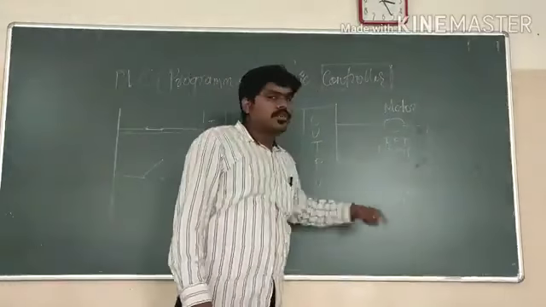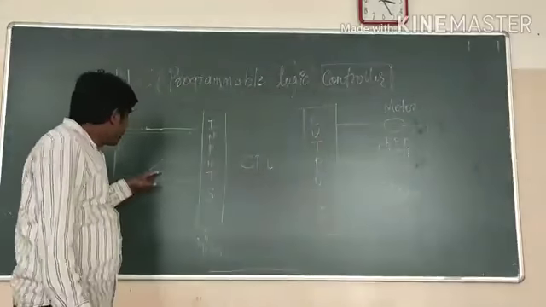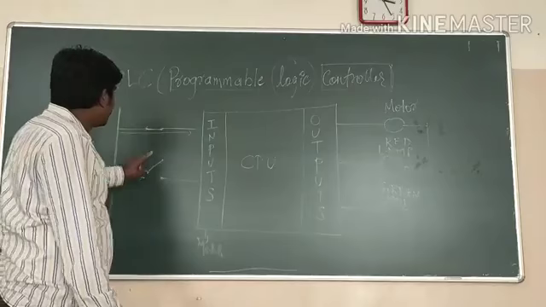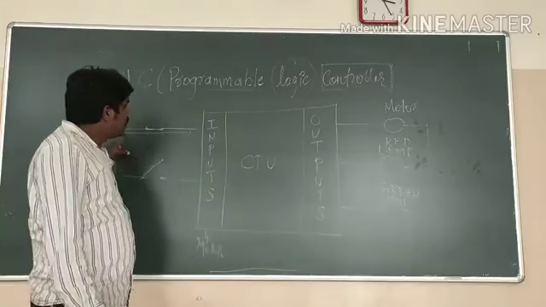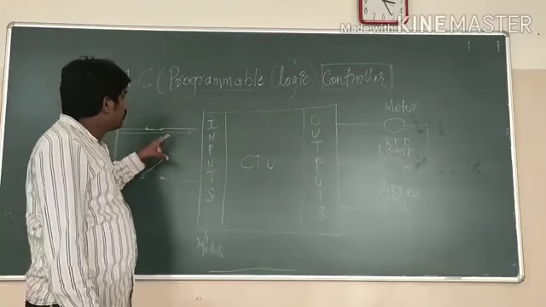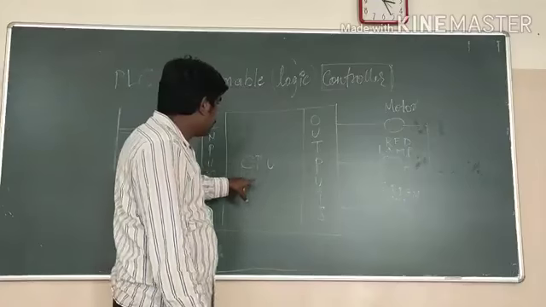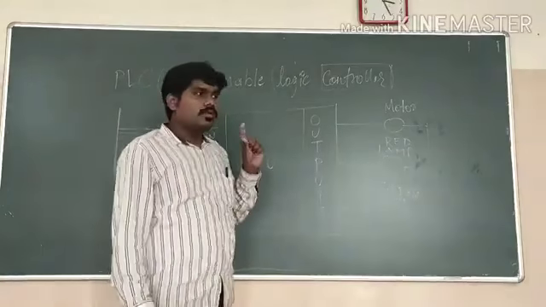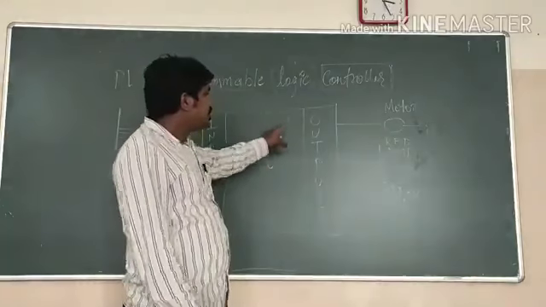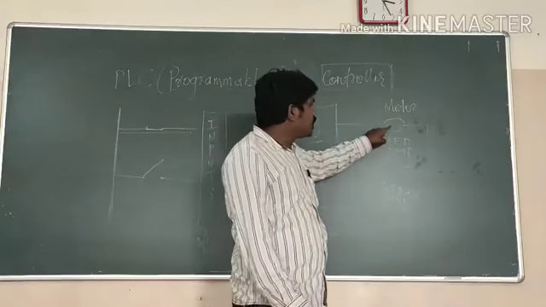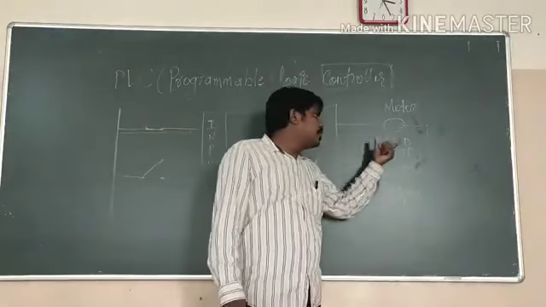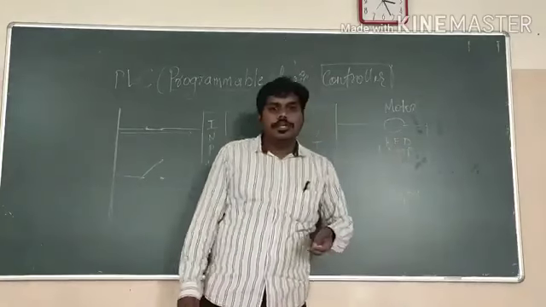Red lamp indication: motor is stopped. Similarly, if I press this again, what will happen? The circuit will become open, so there will be no current flow. So no input, and if there is no execution inside the program, then the output will also become false and the output motor will become stopped. As soon as the motor stops, the red light will be indicated.